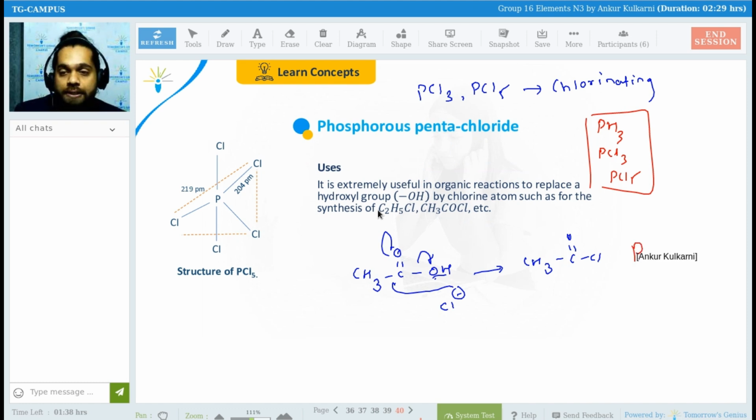PCl6 minus. What will be the hybridization according to VSEPR? I'll give you one hint. Negative charge means you have to add an electron. Come on, go ahead, calculate. If I have a negative charge, that means I have an extra electron.